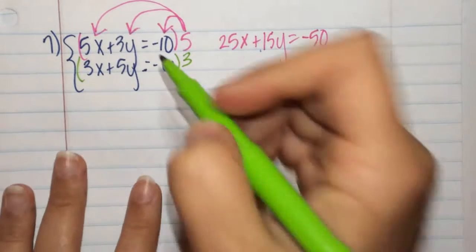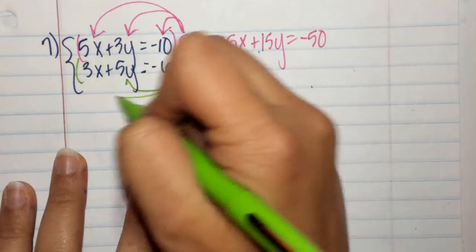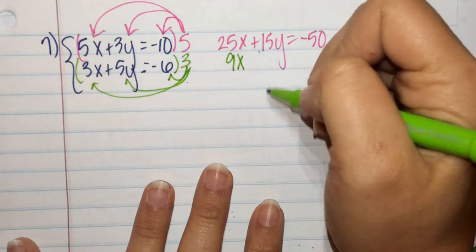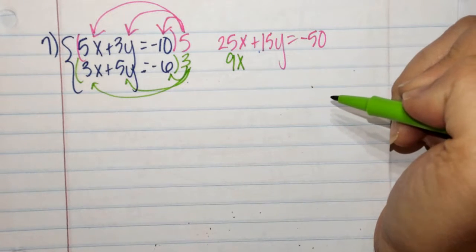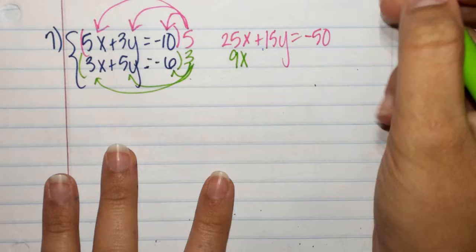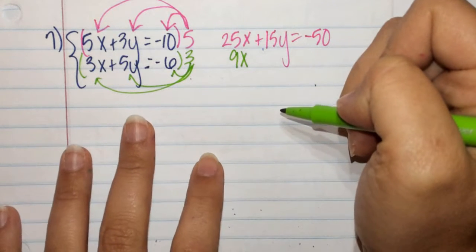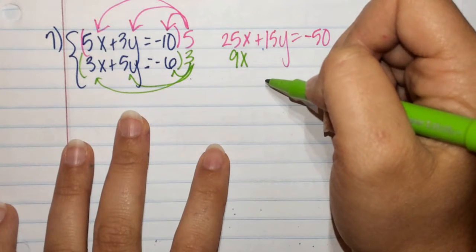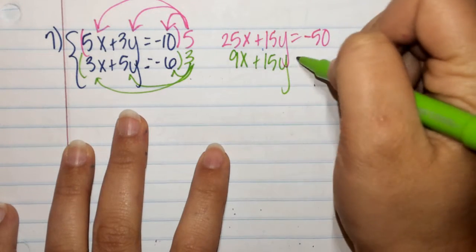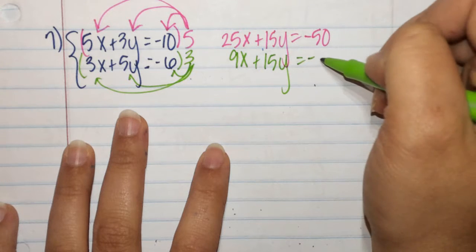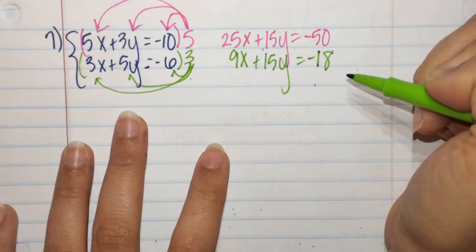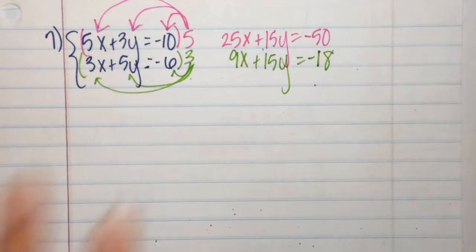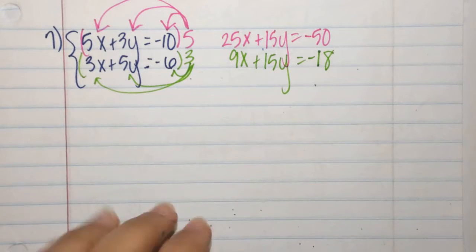You gotta. Tell me, Damien. I want you to tell me. Come on. Okay. 15. Negative 18. Look at you go.